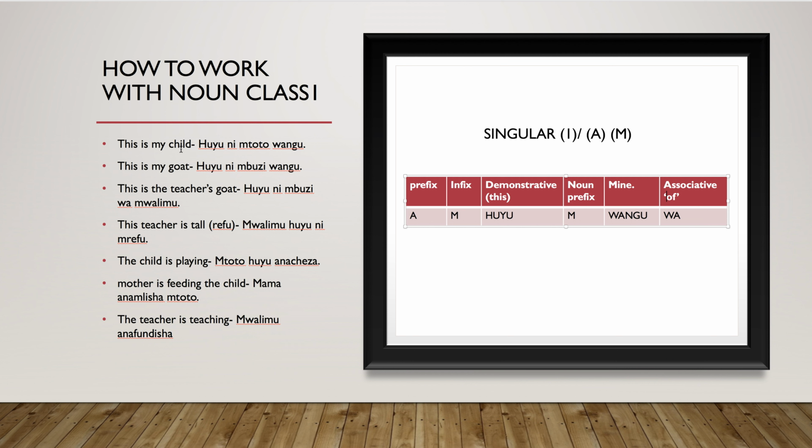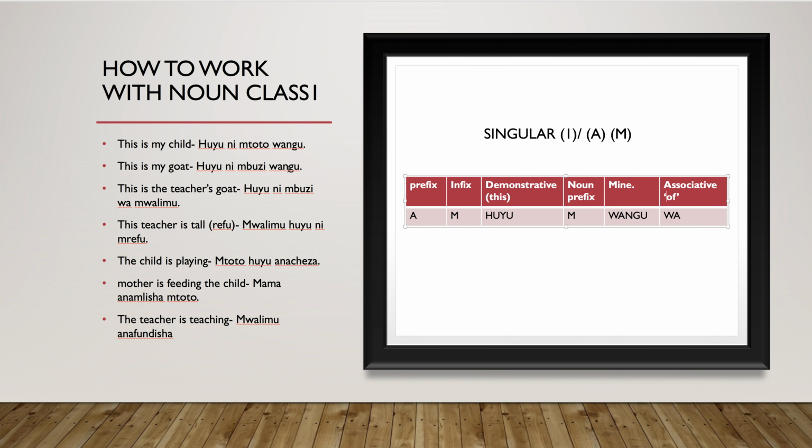This is my child. Huyu ni mtoto wangu. So this huyu, we bring it here. Ni is simply is, and then my, wangu, and then mtoto. So this is a pattern. Maybe you will learn about Swahili. So nouns come first, and then mine or possessions comes later. Let us try that again. This is my goat. Huyu ni mbuzi wangu.